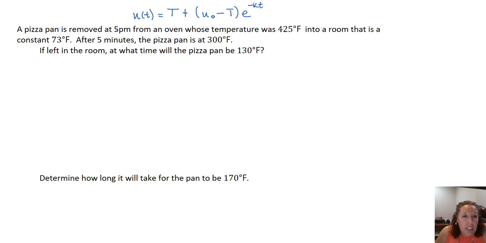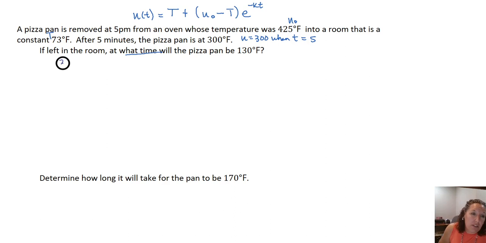So it's removed at 5 p.m. That's not giving us a whole lot of time other than our original is 5 p.m. So if we want to find what time something's going to happen, it's going to be minutes after 5 p.m. Okay, the original temperature was 425. So this is giving us u naught. The room is 73 degrees, so that's giving us our big T. After 5 minutes, the pizza pan is 300. So that's telling us that u equals 300 when little t equals 5.